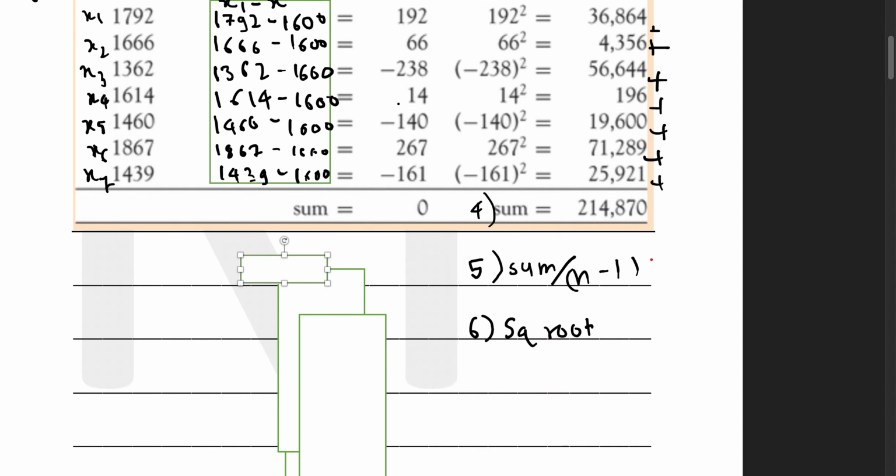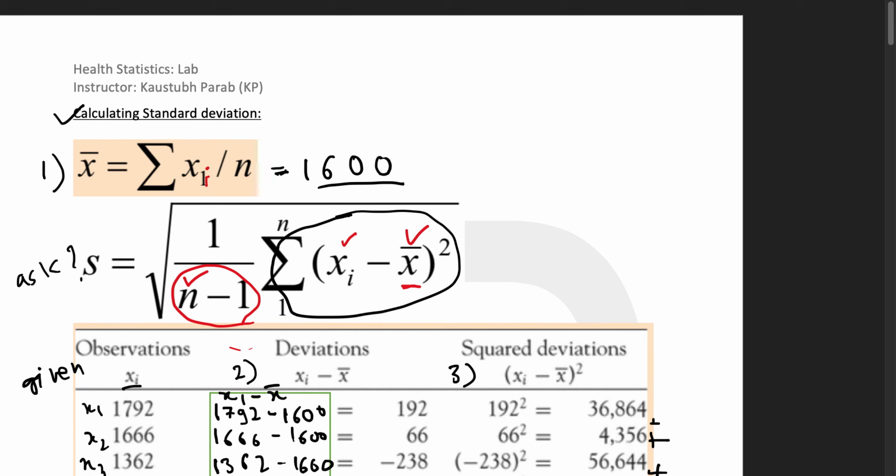So 214,870 divided by n, which in this case is 7 because we have 7 data points. So 7 minus 1 is nothing but 6. So it's going to be 214,870 divided by 6, and if you solve that, it's going to be somewhere around 35,811.7. Now you have solved everything under the square root sign.